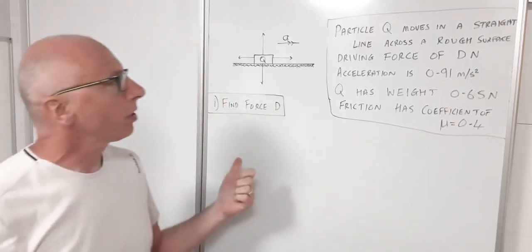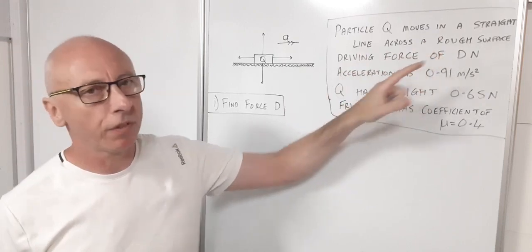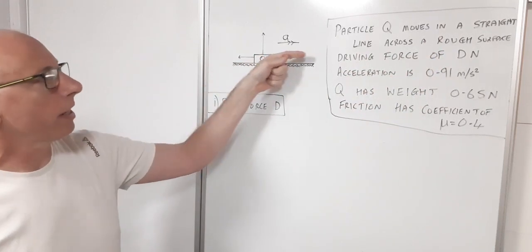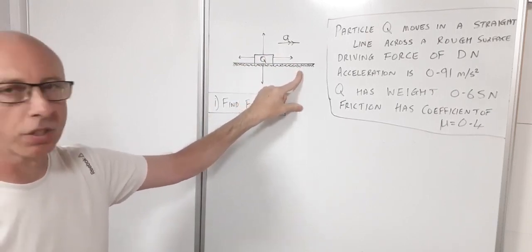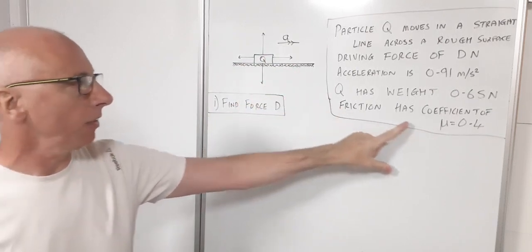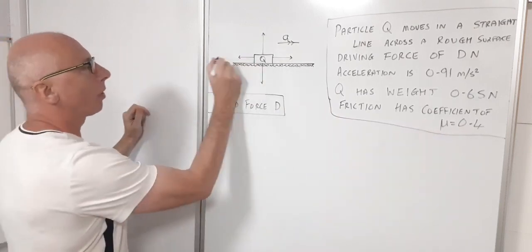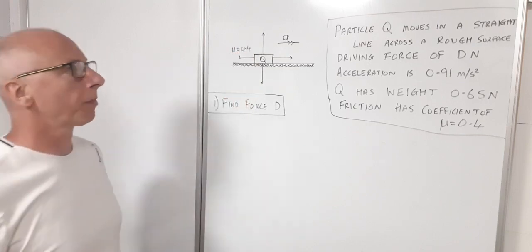So in this question we've got a particle Q moving in a straight line across a rough surface. So I've started the diagram here. Q is moving along in this direction and this surface is a little bit rough. So we've got a coefficient of friction to calculate here. It's been given as 0.4. So going in this direction we've got friction, with coefficient 0.4.